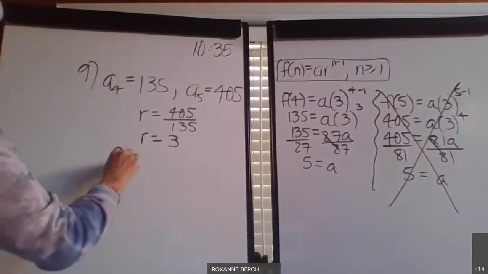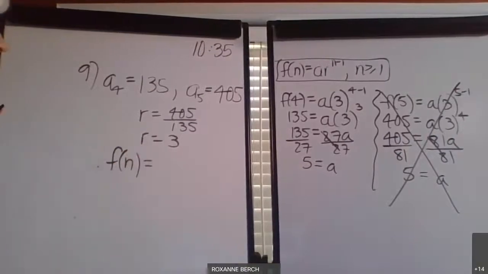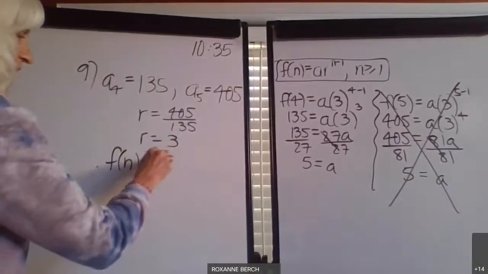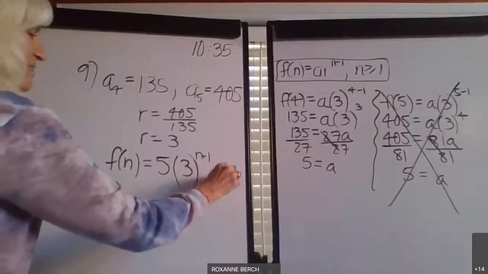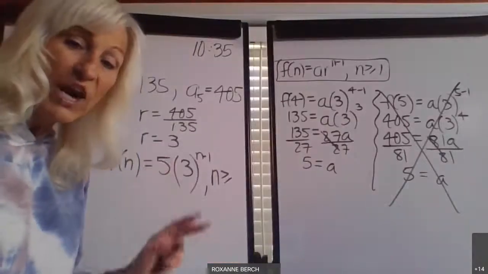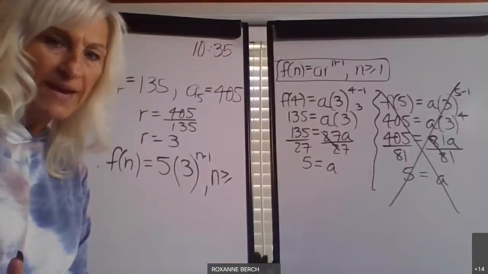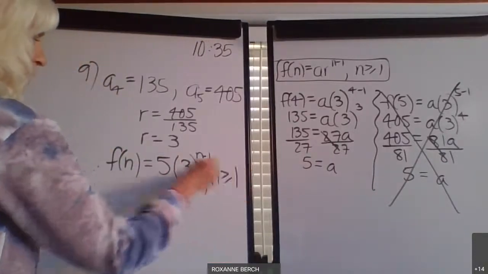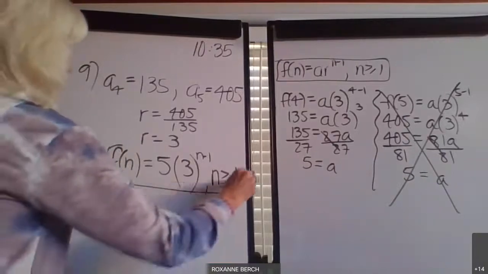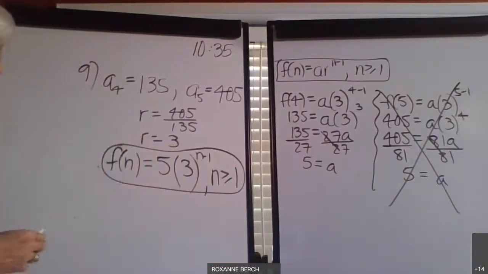What is the rule? F of n is equal to a, which is what? 5 times 3 to the n minus 1. And you're not going to forget the domain, right? So whether the book's missing it, whether the practice A is missing it, I don't care. I want you to write the domain. You have the first term, so it's going to be n greater than or equal to 1, right?